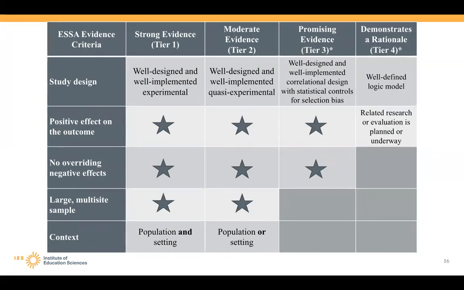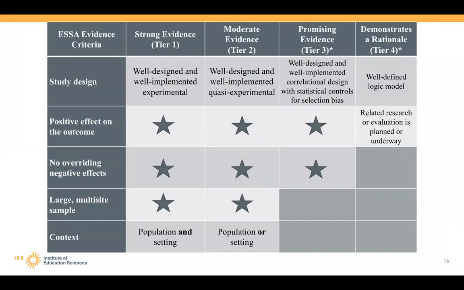And then finally, we have Tier 4. So this tier is a little less well-defined. This is for studies that did not meet the criteria for the higher tiers due to either a lack of favorable evidence, for example, something that had null effects, or a lack of statistical controls for selection bias. This could happen in a study for a few different reasons, such as not having a large enough sample size to detect the effect of an intervention. Basically, it designates that a program is worth further investigation.